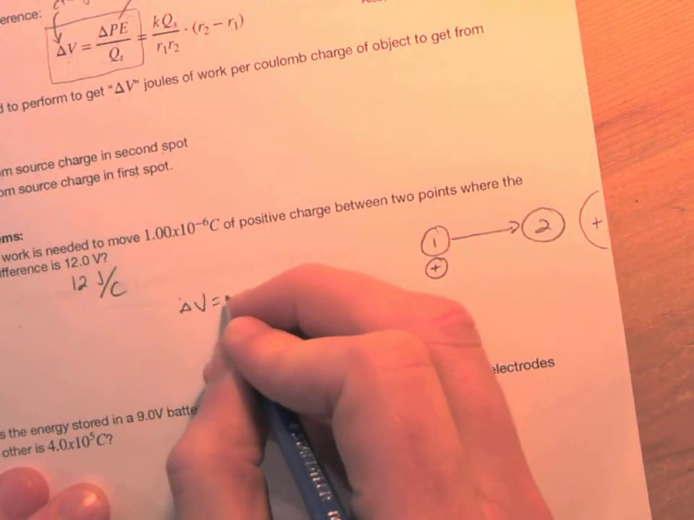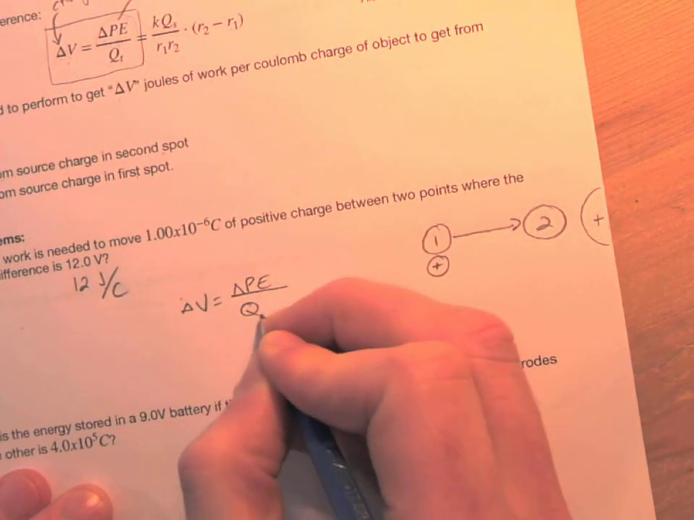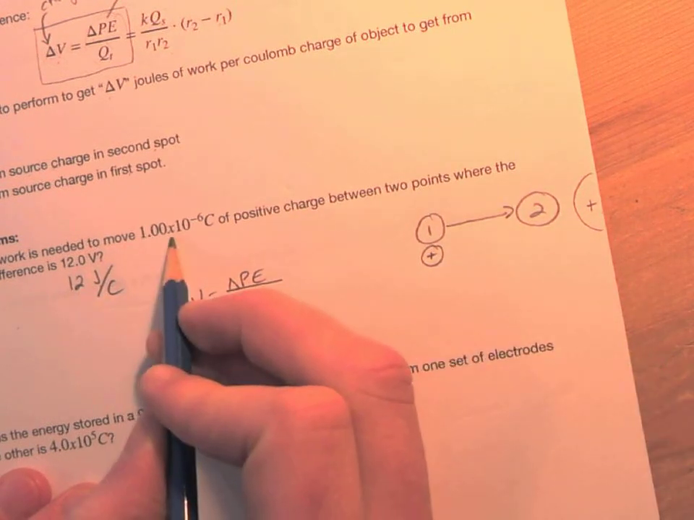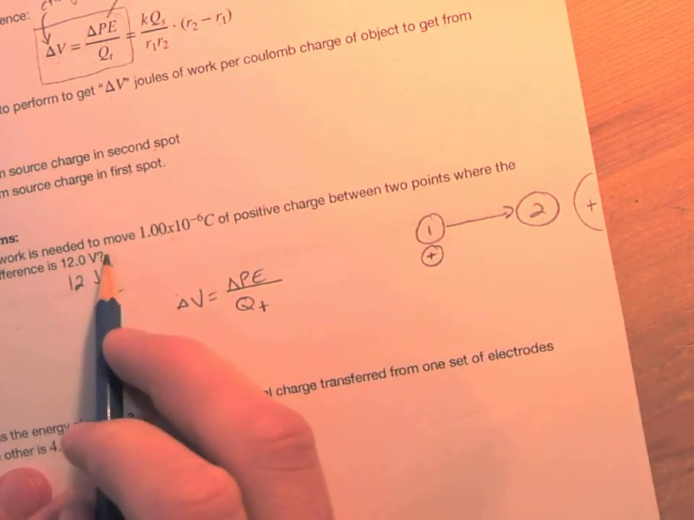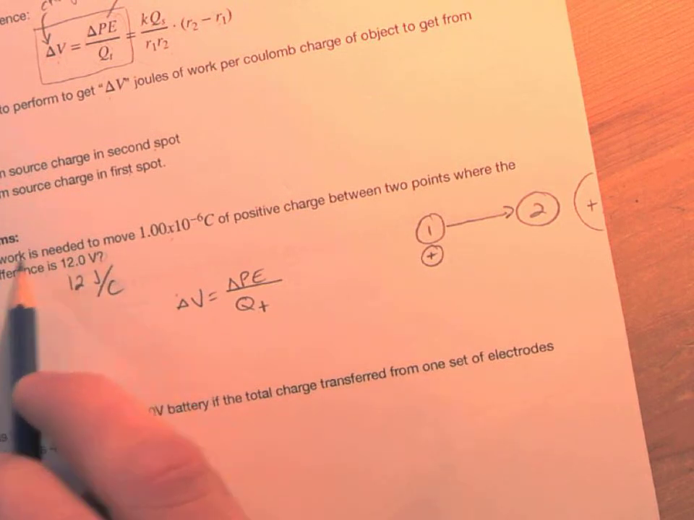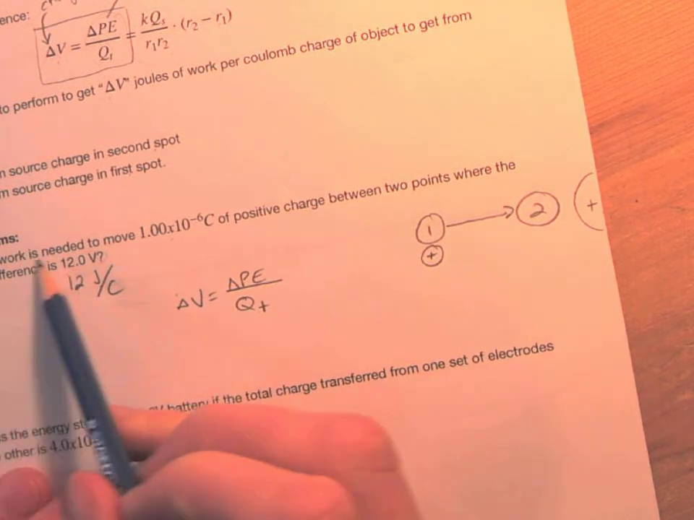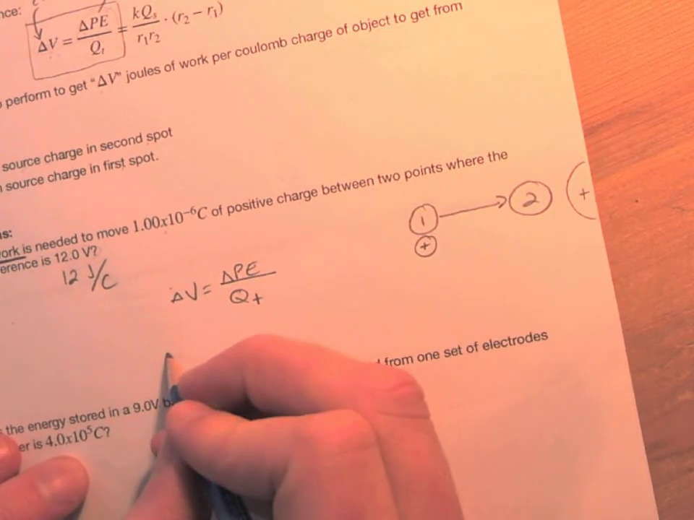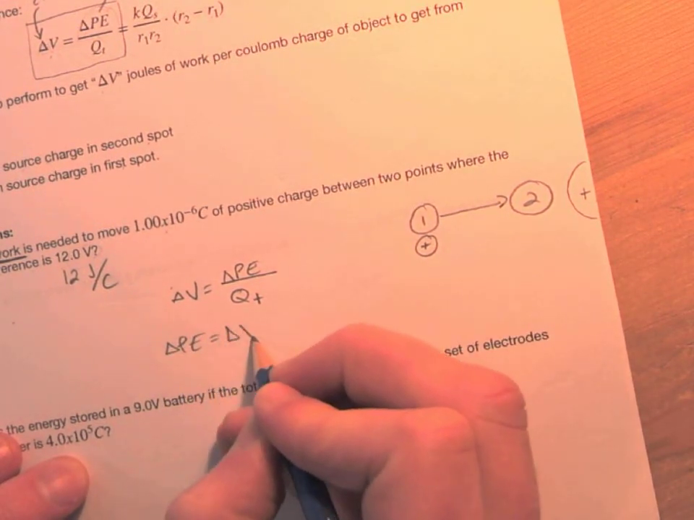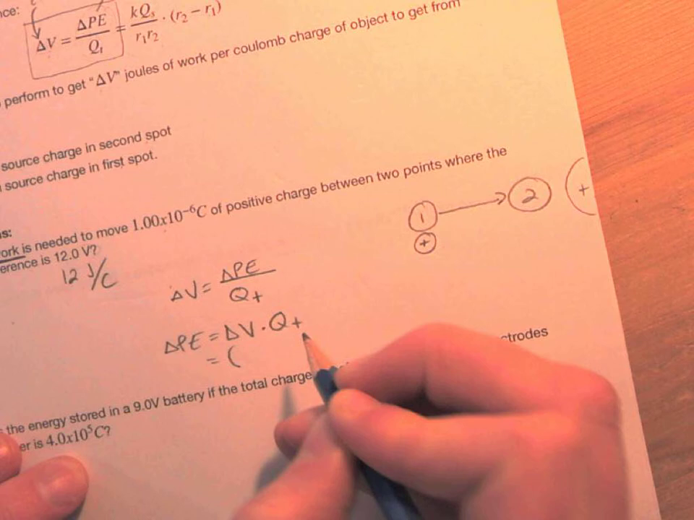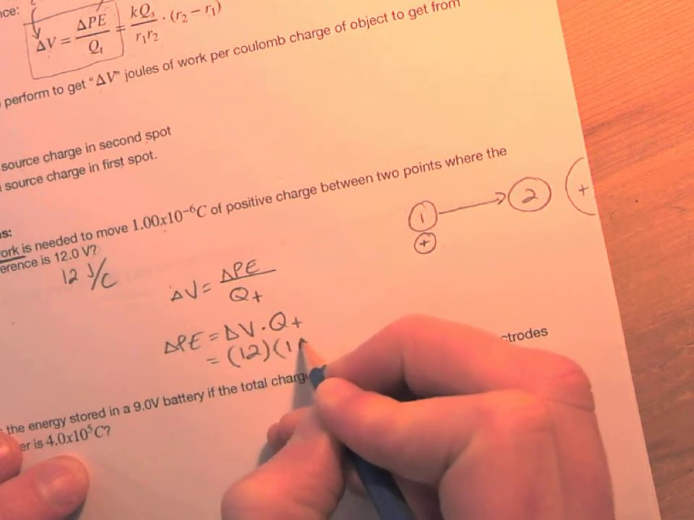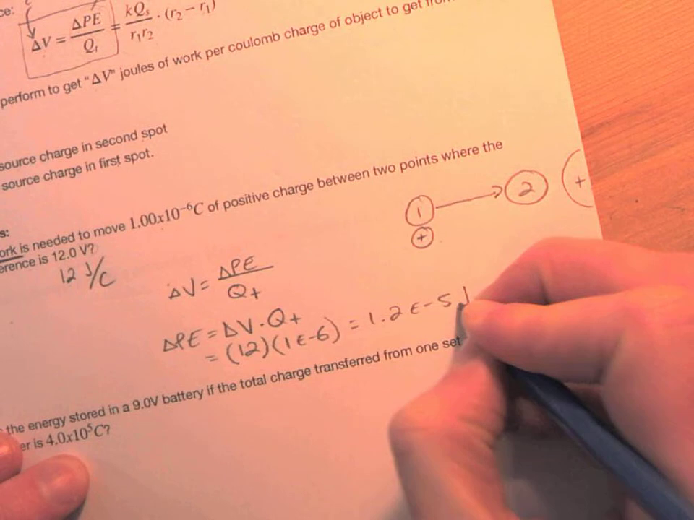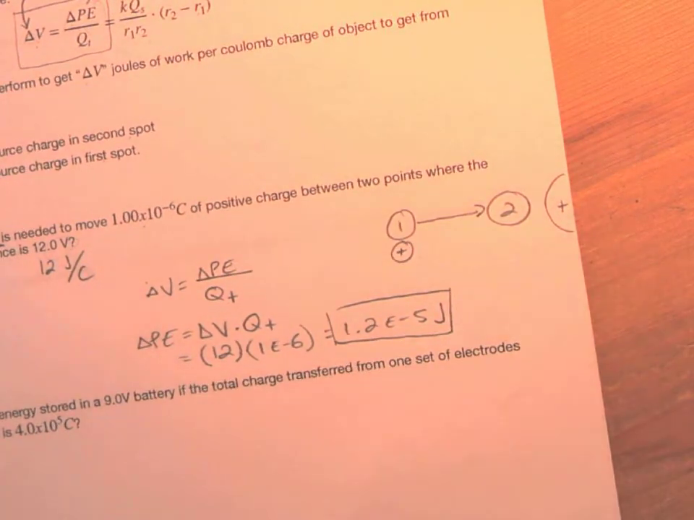So now let's use our equation. Delta V is equal to delta PE over the test charge. We have the electric potential difference, so we just need to find out how much work, which is the same as energy. So let's solve for delta PE. This is equal to 12 times 1e-6, which is 1.2e-5 joules of energy you're going to need to get from spot 1 to spot 2.